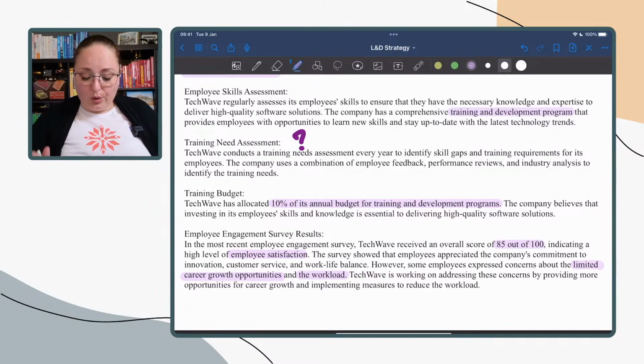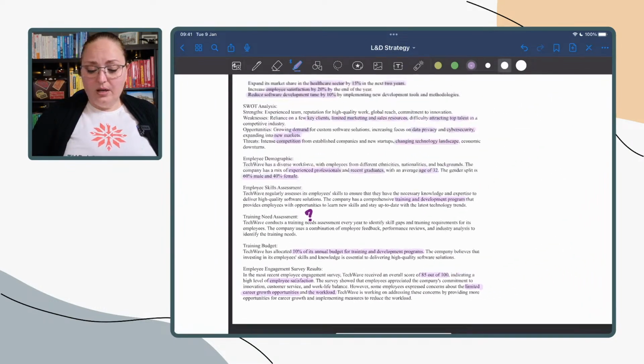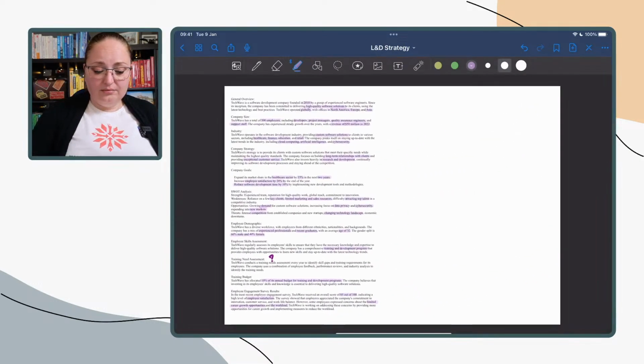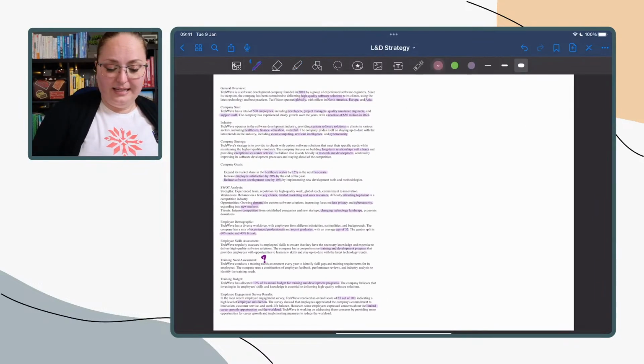measures to reduce the workload. So we don't know what these opportunities are. We don't know what the measures to reduce workload are. If I have to guess, actually, I wouldn't guess.